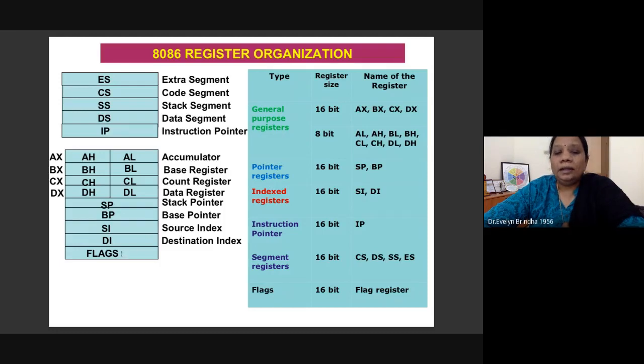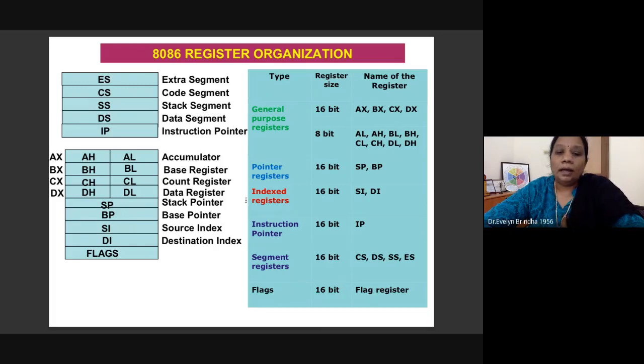We also have a flag register, nothing but the same as the condition code register that we saw in 8085. There in 8085 it was an 8-bit register, and out of that only 5 bits were used. The remaining were unused. Carry, overflow, parity, sign, and zero: only 5 flags we used, and the remaining 3 bits were unused. Here we have a 16-bit flag register. Let's see how many will be used and how many are unused.